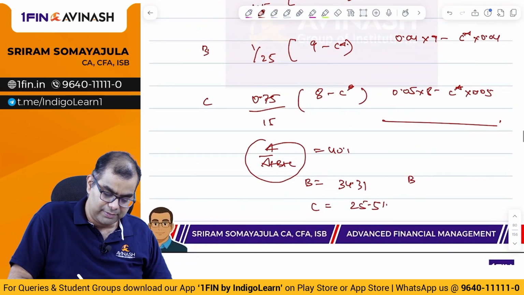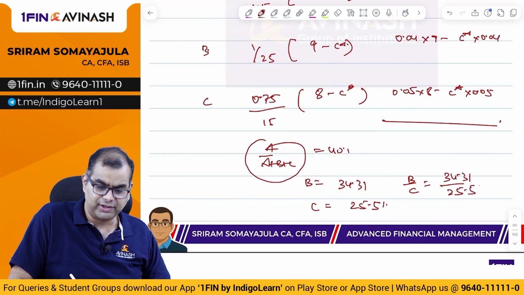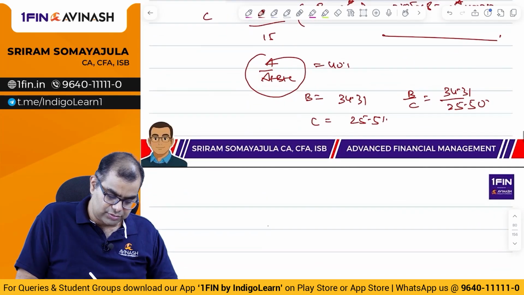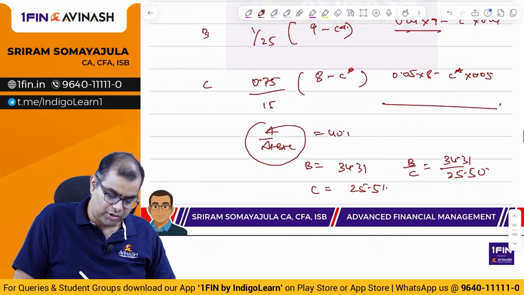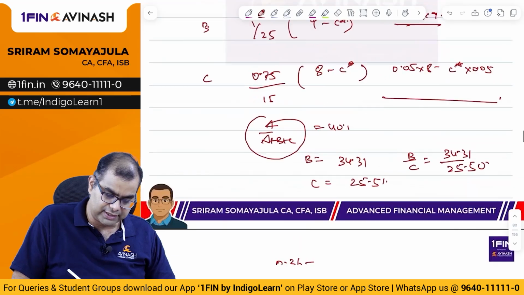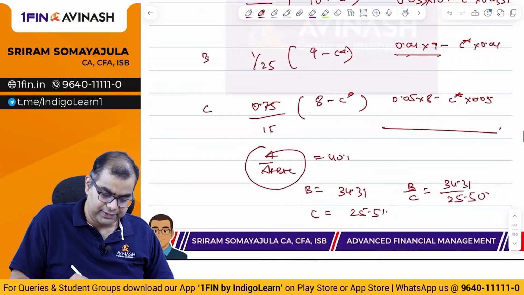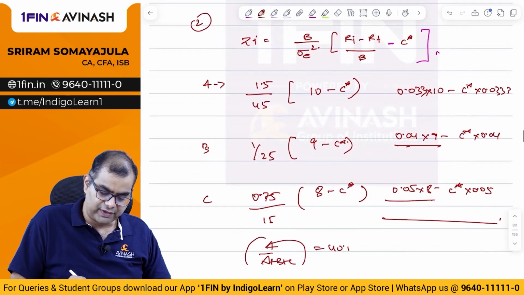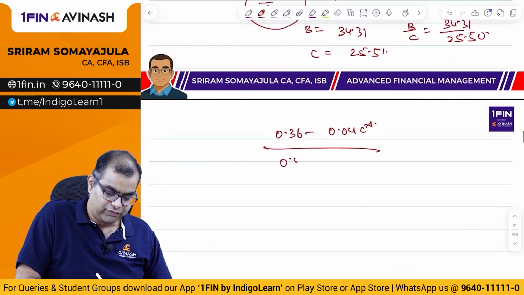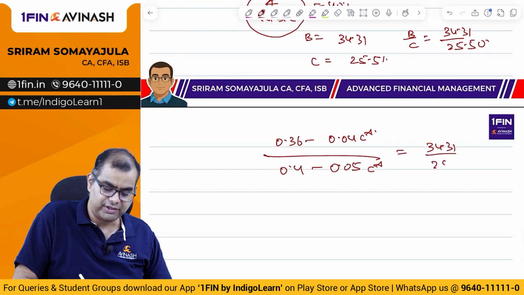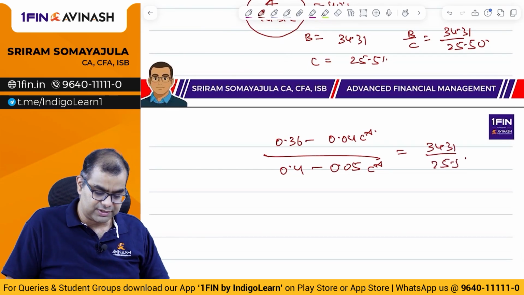So what I'll do, B by C is equal to 34.31 by 25.5. I'll solve for this. That is 0.04 into 9 is 0.36. 0.36 minus 0.04 C star divided by, this is how much? 0.05 into 8 is 0.4. 0.4 minus 0.05 C star is equal to 34.31 divided by 25.5. Okay, I will solve for this.